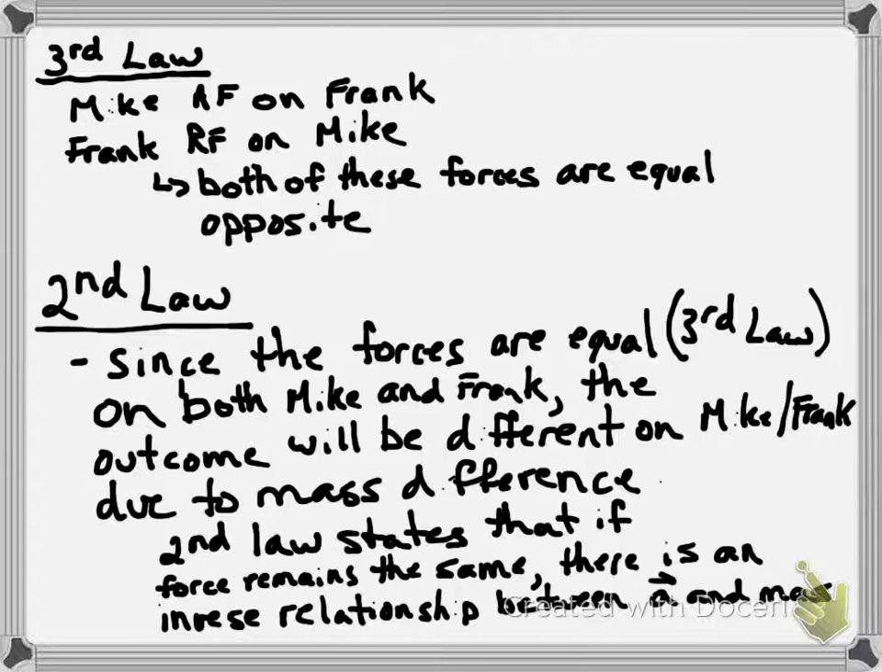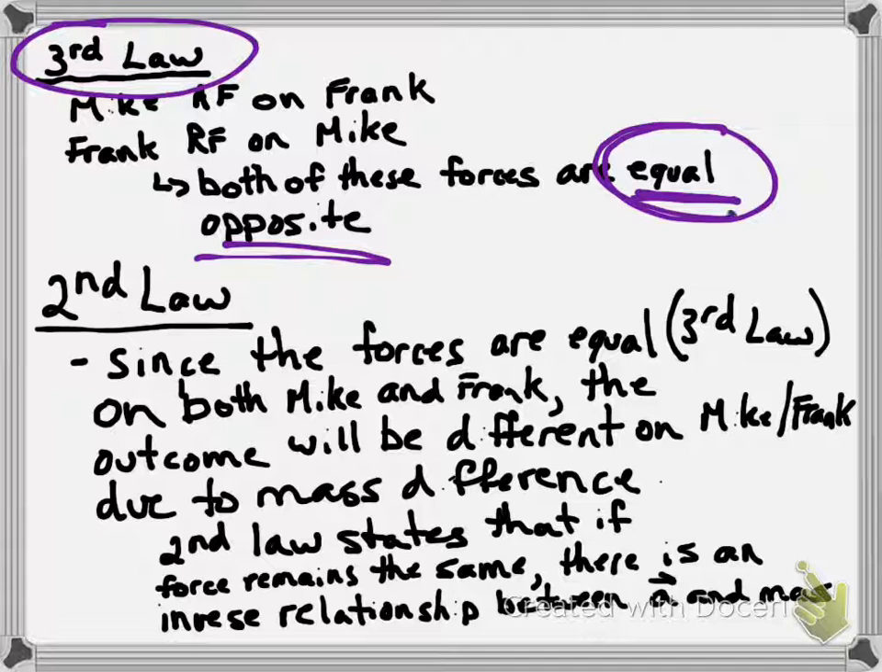So you want to start off with the third law, because the third law dictates where the forces are coming from, and most importantly, it tells you that the forces are equal. They're also opposite. In this particular question, we're not really dealing with the direction, so that part doesn't have to be there, but this part here is key. So you definitely want to talk about how Mike's force is the action force, the AF, on Frank, so that's the initial force. The response to that force is the reaction force, so that's Frank on Mike.